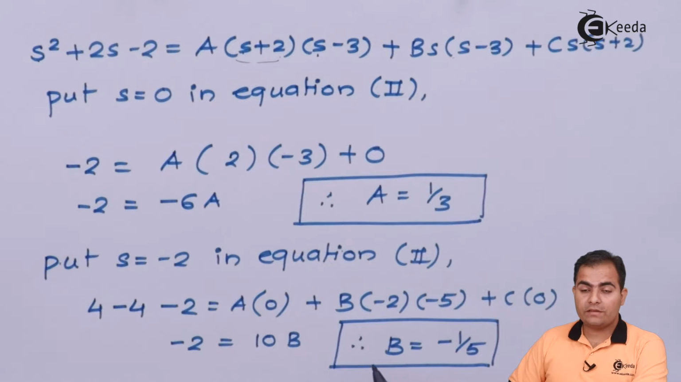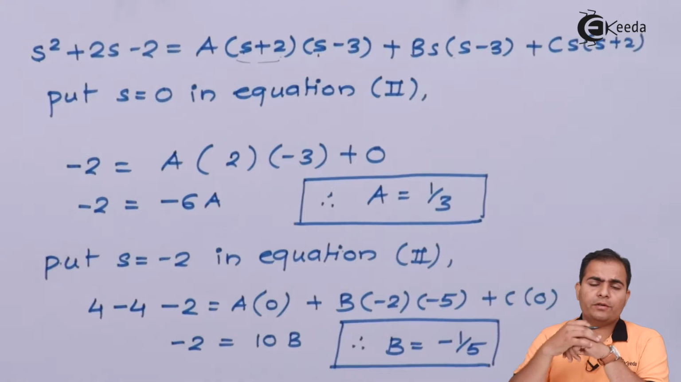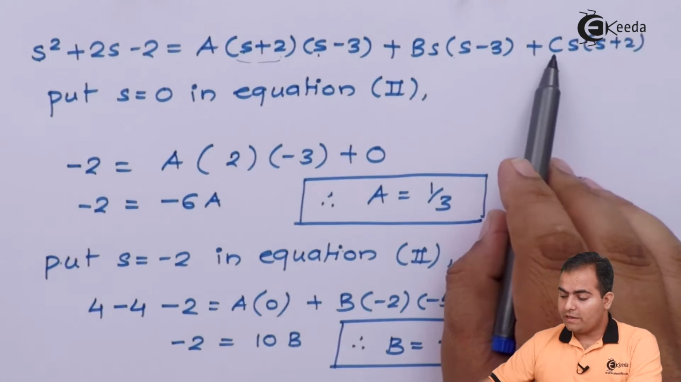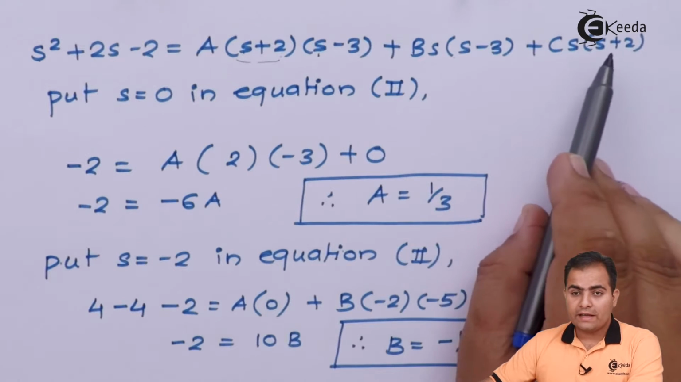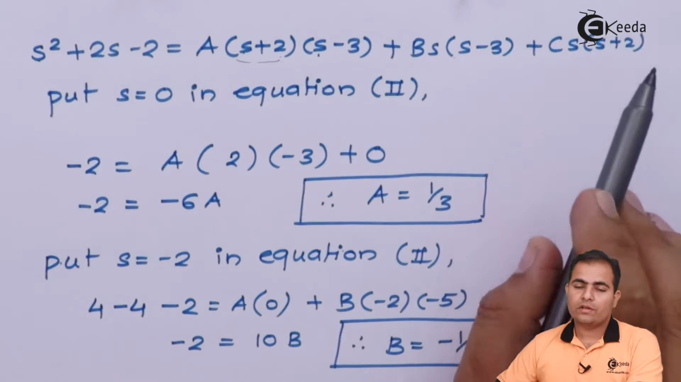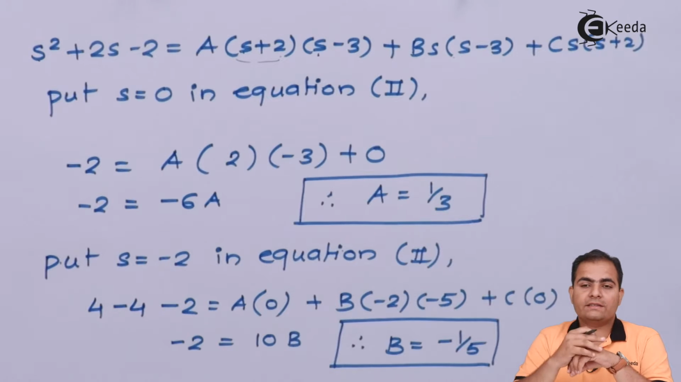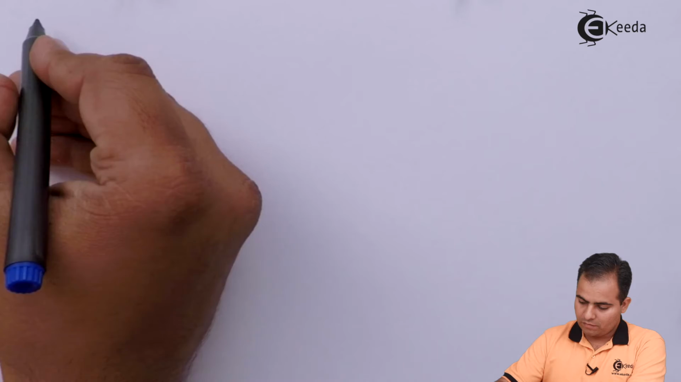Now we will do the same thing to find the value of C. Now just tell me which value you are going to substitute for S. Look here. In C, in the bracket or in the product, S minus 3 is absent. So simply equate S minus 3 equal to 0. What will we get? S equals plus 3. So replace all the S by plus 3. Now let's see the solution first.